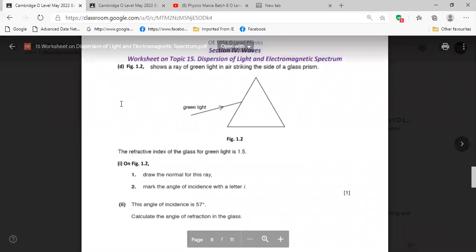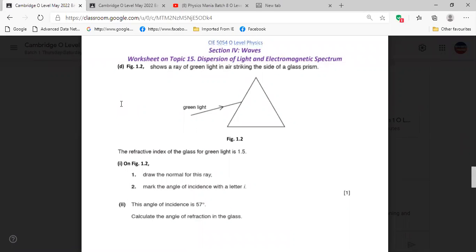Yes, sir. Please read part D. Are you seeing the screen? Yes, sir. Read. Figure 1.2 shows a ray of green light in air striking the side of a glass prism. The refractive index of the glass for green light is 1.5. Figure 1.2. Draw the normal for this ray. Mark the angle of incidence with a letter I. Number 2. The angle of incidence is 57 degrees. Calculate the angle of refraction in glass.